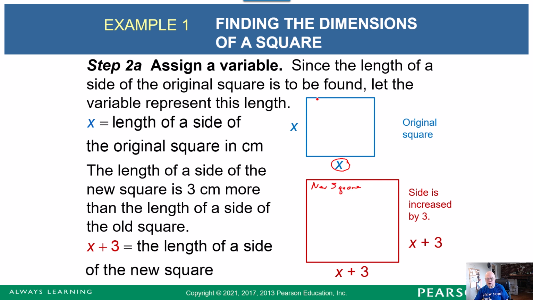You could even put original square here. You can't write too much down. It says the side is increased by 3. Increase means 3 more. In other words, if this is a 17 over here, then the new one will be 20. So x for the original side, x plus 3 for the new square side.